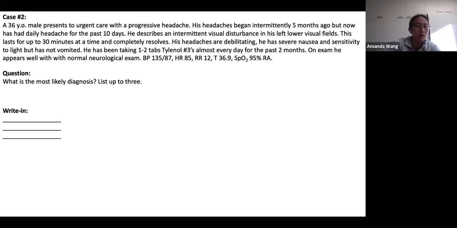Okay. I'm going to go through the question stem briefly. So you've got a young guy with a progressive headache now daily for about 10 days. He's got a bit of a visual disturbance coming and going in his left lower visual field, self-resolving, doesn't stay for very long, and his headaches are debilitating with associated nausea and sensitivity to light. He's taking a lot of medication, if you look at it, for his headaches. And his exam is normal and his vitals are normal. So what do you guys think the most likely diagnosis is?